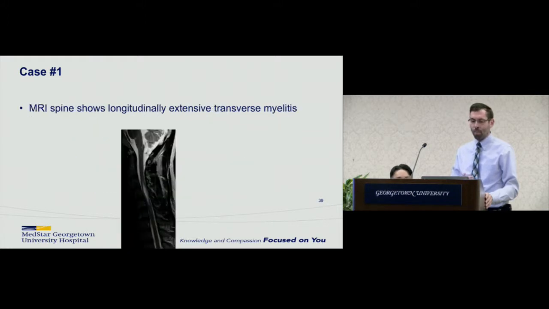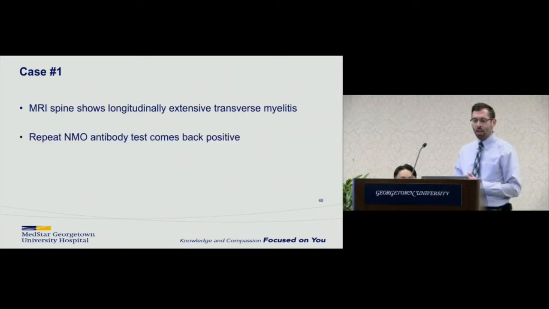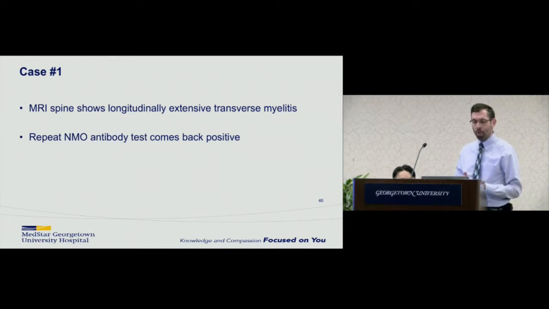So then she got an MRI of her spine, and she had inflammation, something called longitudinal extensive transverse myelitis, which basically means she has inflammation of her spinal cord. That can be seen in MS, but sometimes we also see this in NMO. So they decided to repeat the blood test, and lo and behold, it came back positive. And this really changed her diagnosis, because you can get a false negative blood test with the NMO antibody, but when it comes back positive, that almost always means you have NMO and not MS. So that was very helpful and informative in this case.